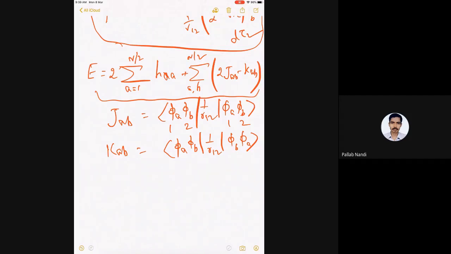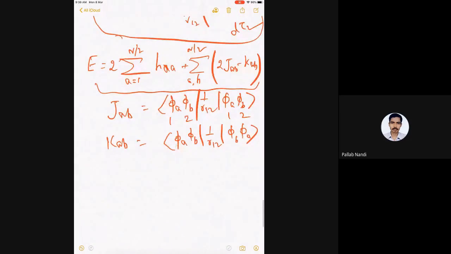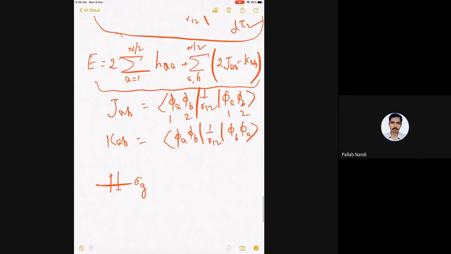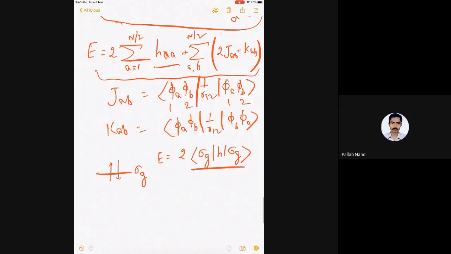This is a very, very important result. For example, if I apply this result to the hydrogen molecule, where there are only 2 electrons and both of them are in sigma g, what will be the energy? Just look at this expression: 2 times sigma g, H, sigma g, as if its own one coordinate is having 2 times. Please tell me if there is any problem. N by 2 is 1, so there is only 1 term. Then plus, A is also 1, B is also 1, so there is only 1 term: 2 J sigma g minus K sigma g.